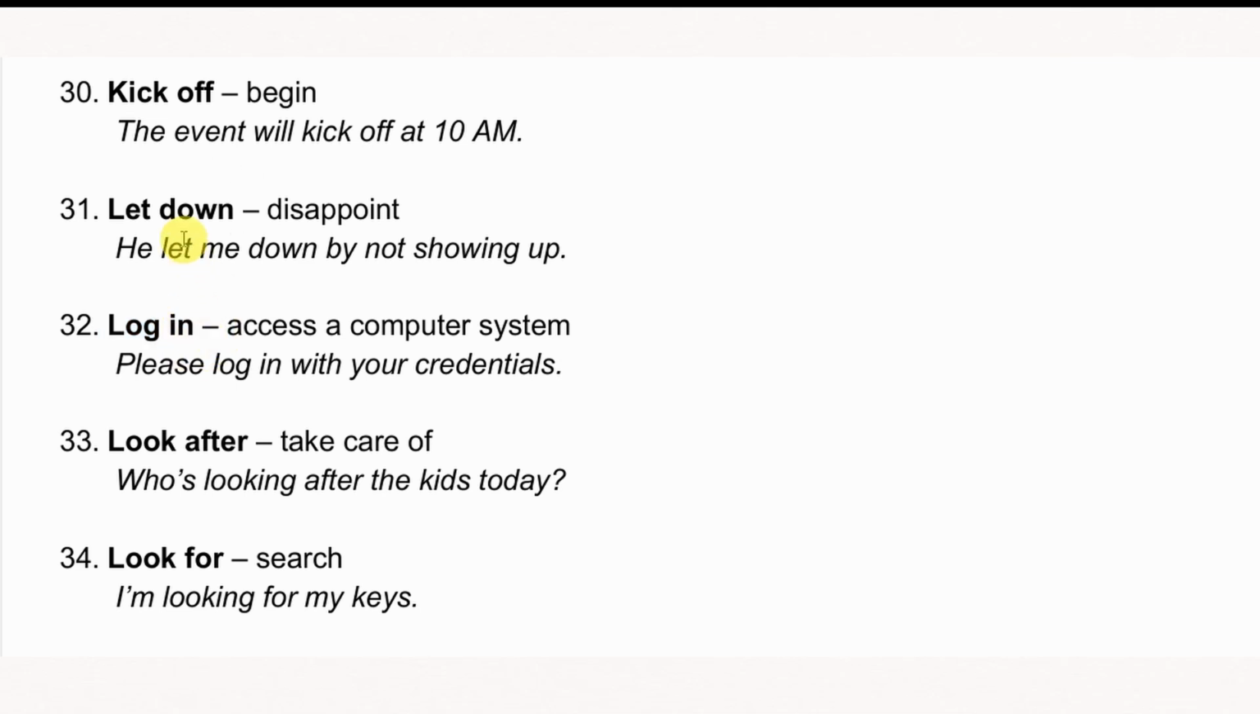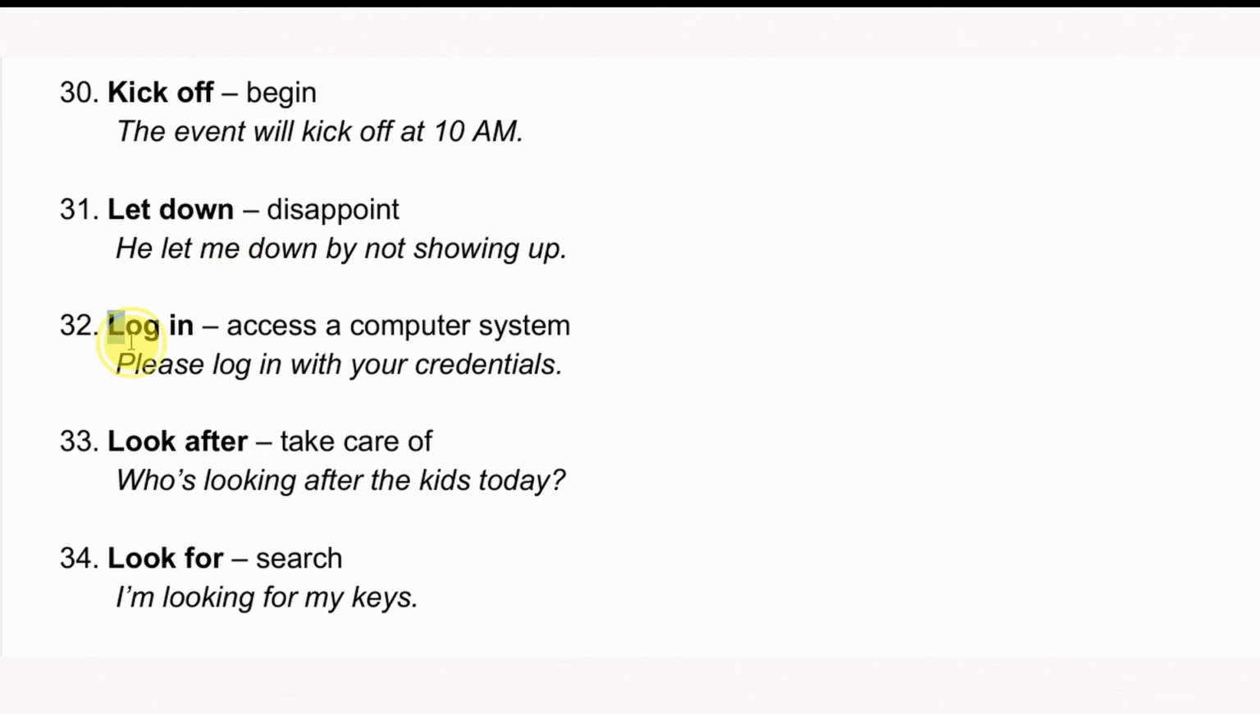We can add another example about this 31, let down. You can say, for example, a good friend will never let you down. Means a good friend will never disappoint you. Or sometimes you can make this promise to your friend: I will not let you down, or I will never let you down.